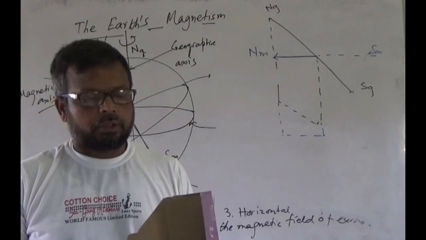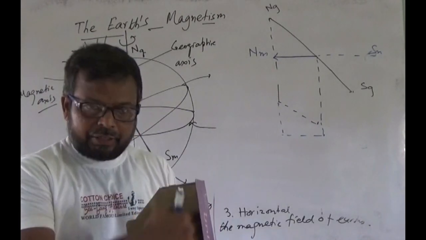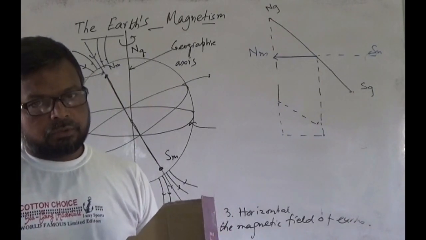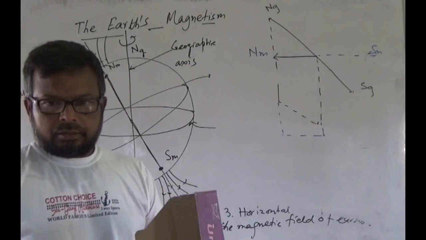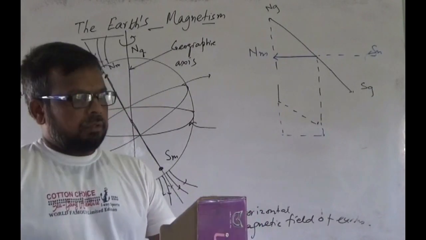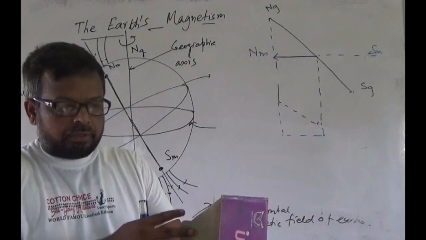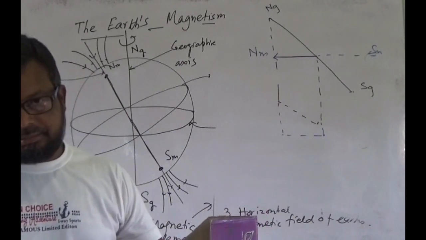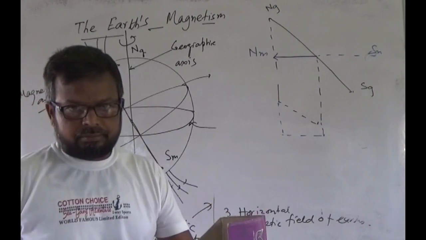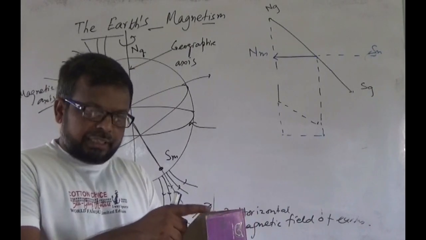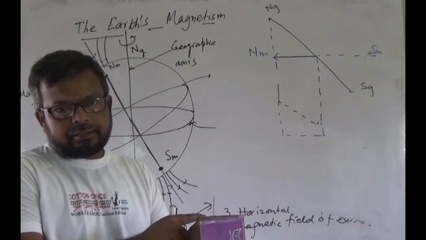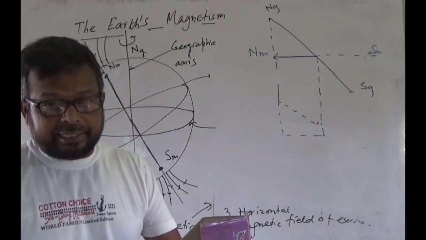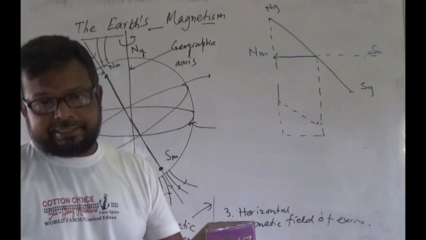Yes, sir. Okay. Now let us say this is our geographic meridian and this is magnetic meridian. Then this angle is what? What is the angle? The angle between the magnetic meridian and geographic meridian is denoted by declination. It is our declination, right?